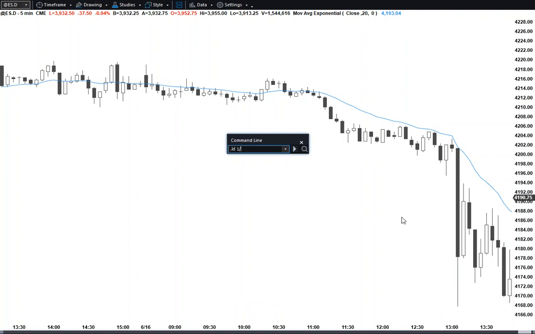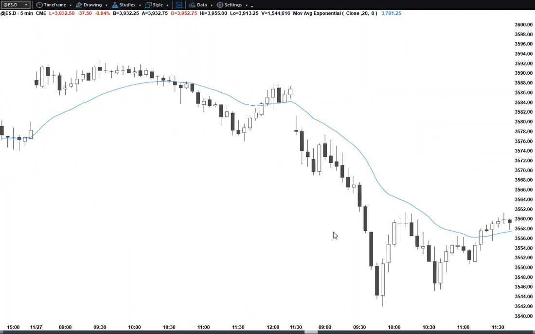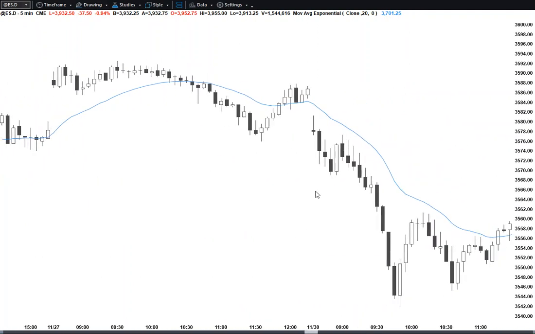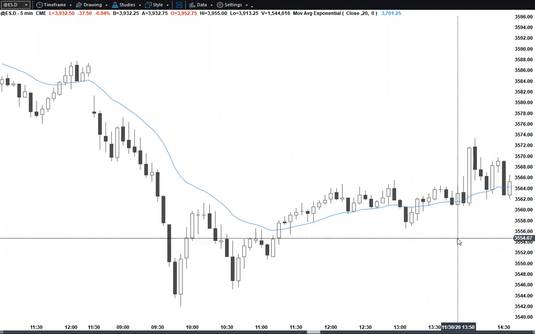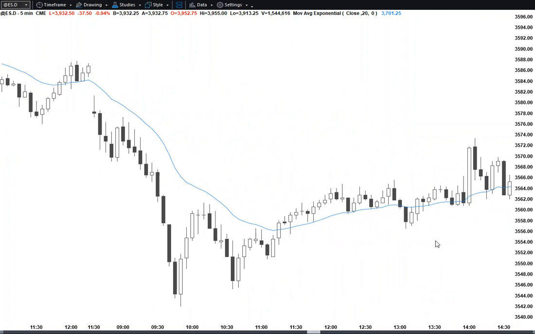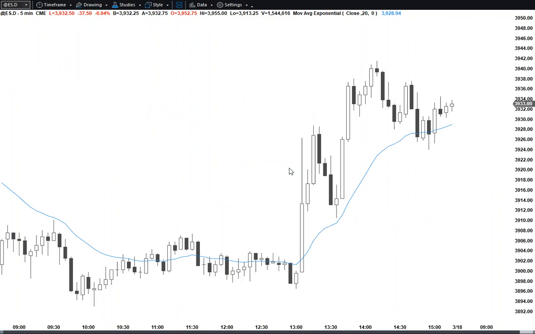Let's go to January 27th, 21. And the most important thing people can do is, I don't know why some days, I'm going to go to March 17th. Go to March 17th, 21. There we go.